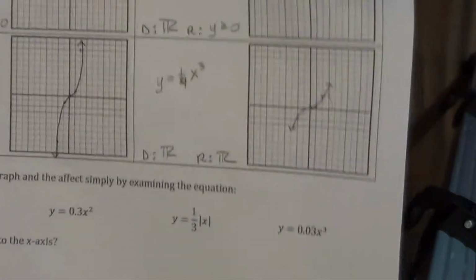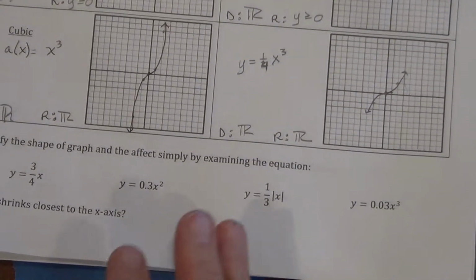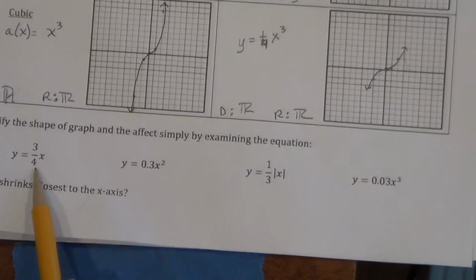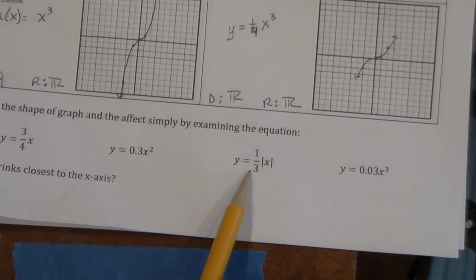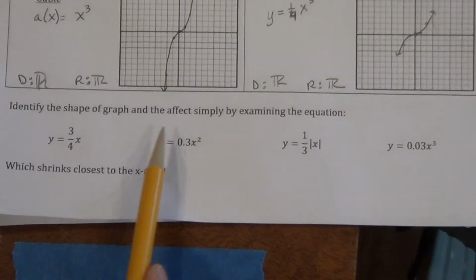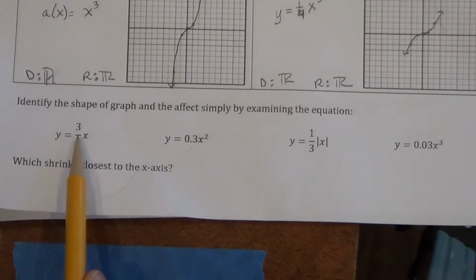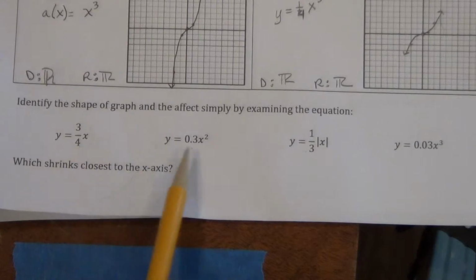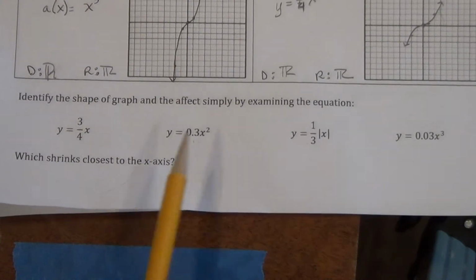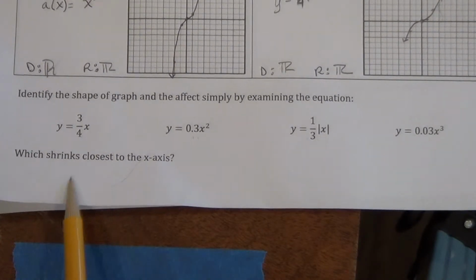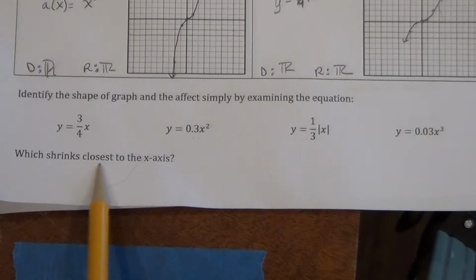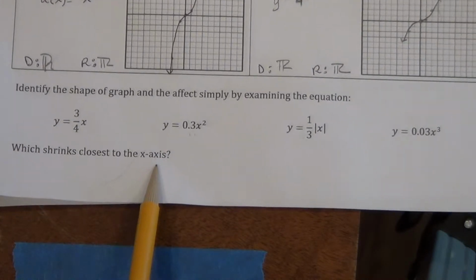Now I do ask a question down here. You look at these. I want you to do this on your own. You're going to identify the shape. And then you're going to identify how much it is affected by this number in front. Tell me how much it shrinks it down. Give me a couple points, for example. Then I ask which one shrinks closest to the axis.